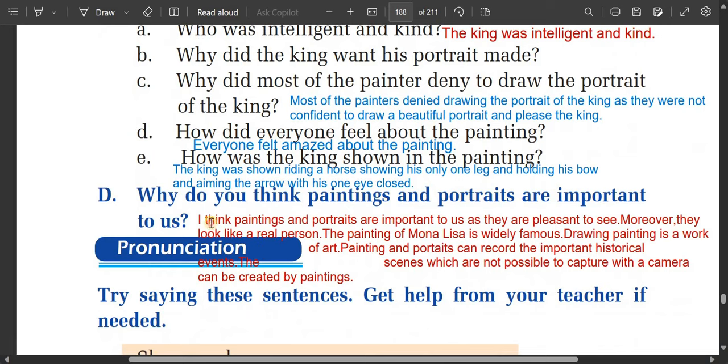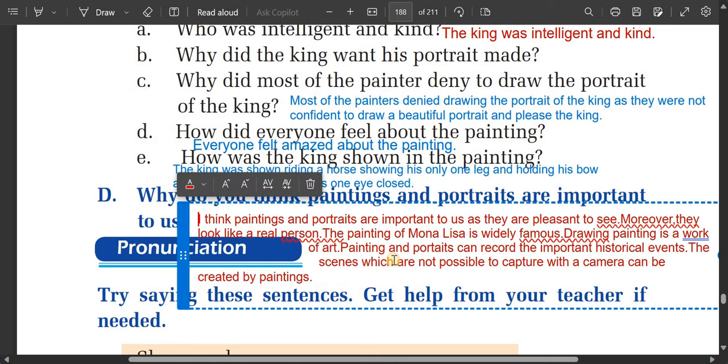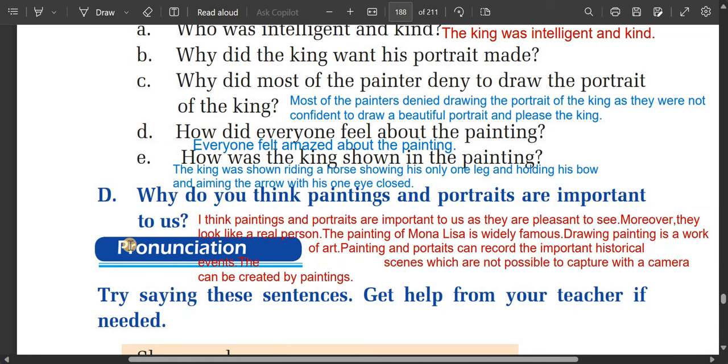Now, why do you think paintings and portraits are important? I think paintings and portraits are important to us. They are very pleasant to see. Moreover, they look like a real person. The painting of Mona Lisa is widely famous. A drawing or painting is a work of art. Paintings and portraits can record important historical scenes which are not possible to capture with a camera. So you can write about it. They become history, they can be records for the present.